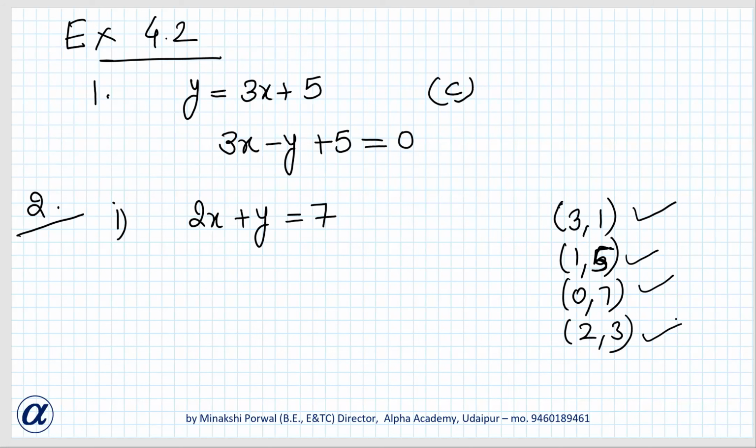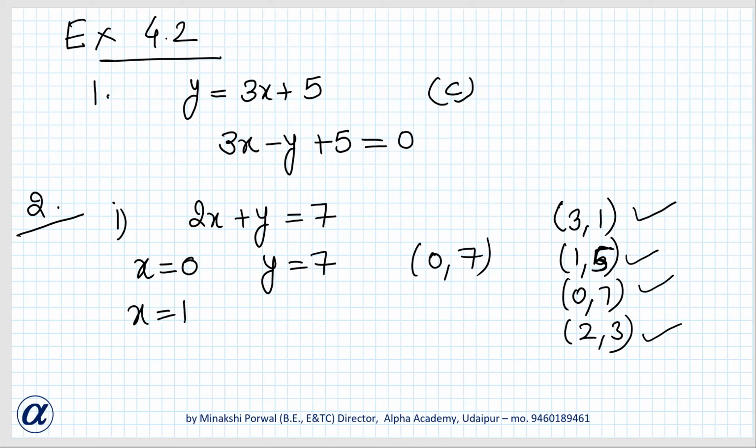What about you, Yashvi? Did you find anything? Ma'am, I'm not getting this. Okay, put x as 0. When x is put as 0, what value of y will come? 2 into 0, y equals to 7. So first solution is 0, 7.